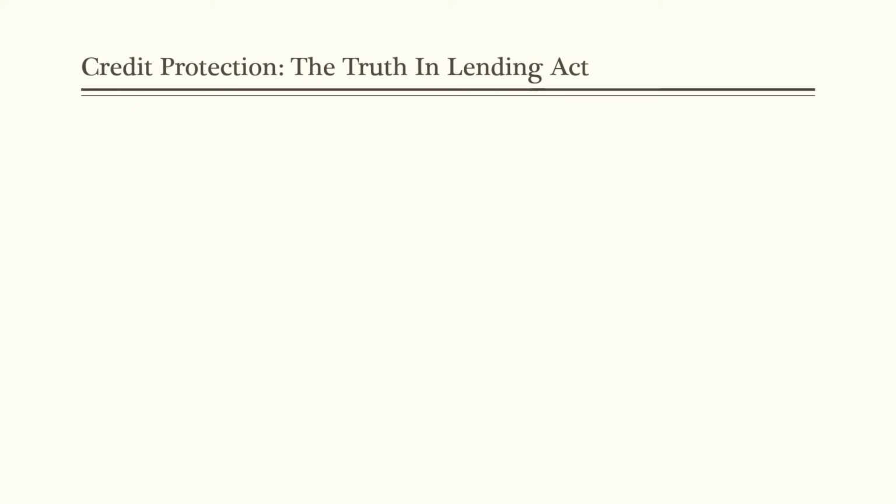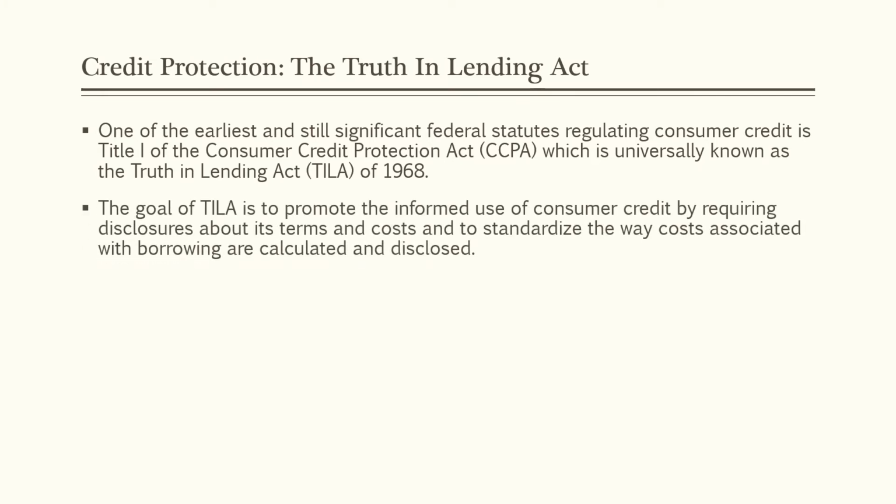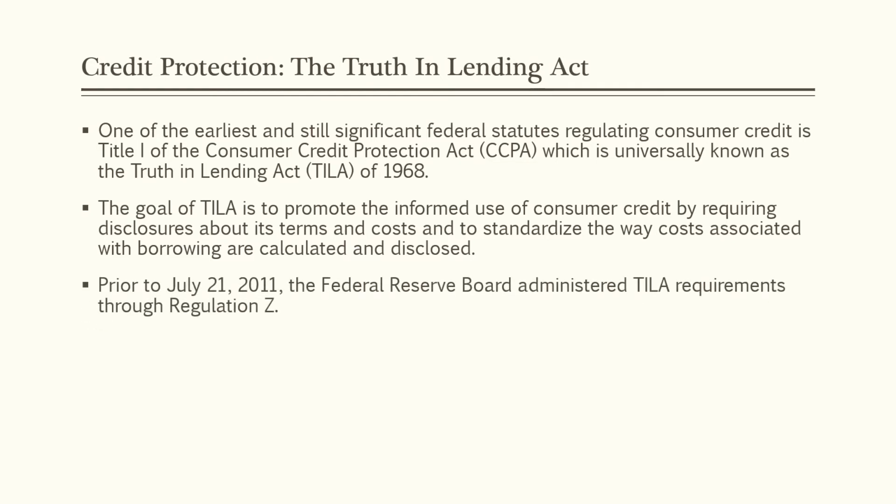The first is the Truth in Lending Act. One of the earliest and still significant federal statutes regulating consumer credit is Title I of the Consumer Credit Protection Act, which is universally known as the Truth in Lending Act, TILA, of 1968. The goal of TILA is to promote the informed use of consumer credit by requiring disclosures about its terms and costs, and to standardize the way costs associated with borrowing are calculated and disclosed.